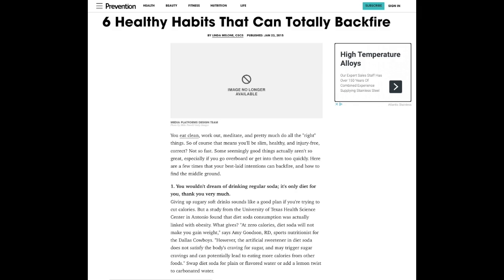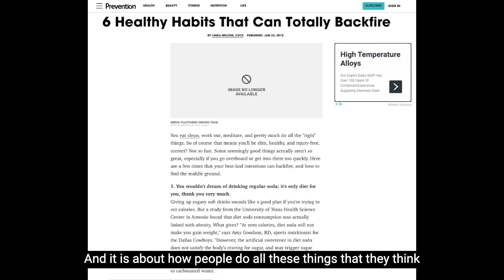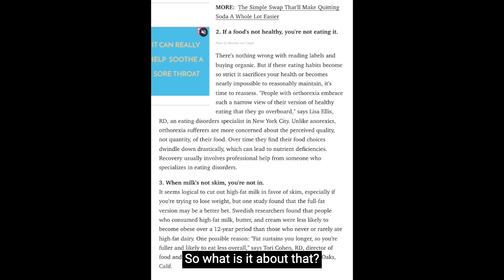Okay. So this Prevention article is obviously several years old. They don't even have the image up for it anymore, but it's still online. It is about how people do all these things that they think are good for their health, and they could backfire on them. Each one is like, you drink skim milk thinking that's best, but research shows that whole milk actually helps you lose weight faster. Or signing up for a yoga class when you think that's the way to go, when it actually ends up hurting you. So what is it about that?